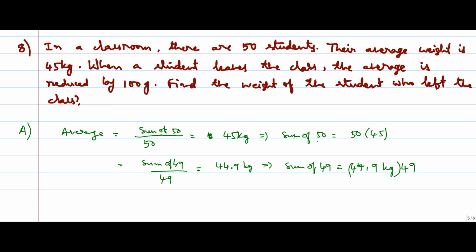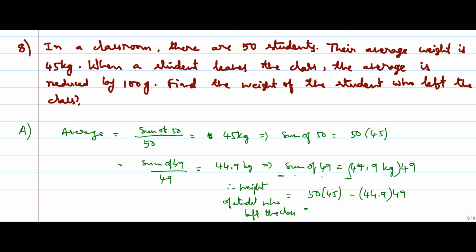Simple. Sum of 50 students, sum of 49 students. Therefore, weight of the student who left the class is equal to sum of 50 minus sum of 49. Similarly, this one minus this one. So it is 50 into 45 minus 44.9 into 49.